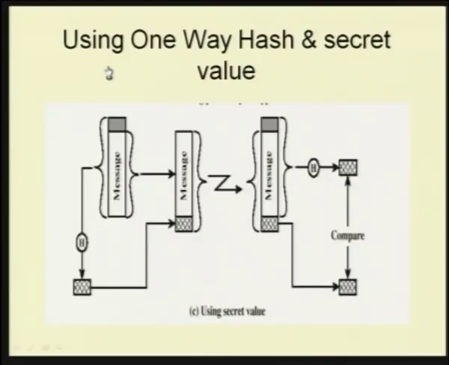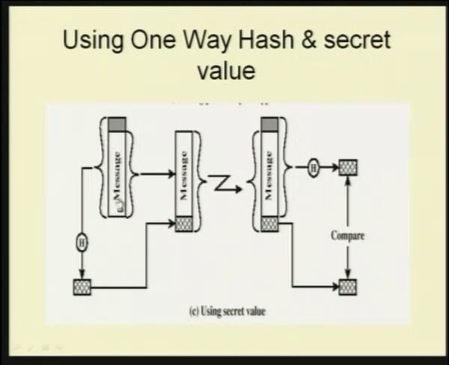Okay. So, how do we do this? Now, we can also use a one-way hash along with a secret value. There are different ways in which we can use these one-way hash functions for authentication. This example is using a hash function and a secret value. So, let us look at what we do here.